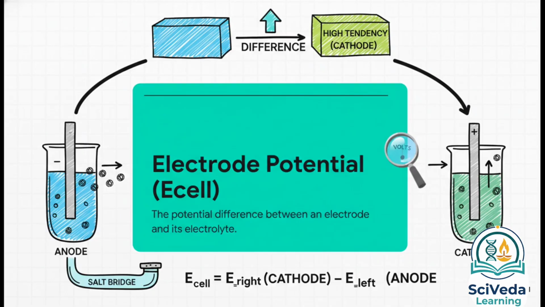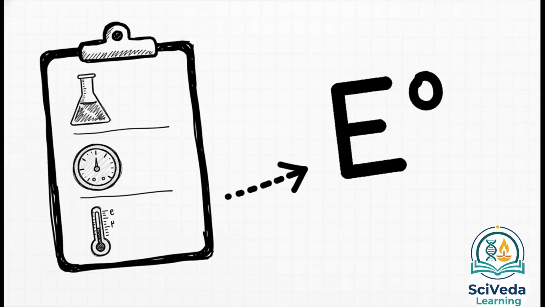Each half cell has a certain electrical pressure or tendency to either push electrons away or pull them in. The overall cell potential, the thing we measure in volts, is just the difference between those two pressures. And by convention, we always calculate it as the potential of the cathode minus the potential of the anode. Okay, so if we want to compare different kinds of cells, we need to make sure we're doing it fairly, right?